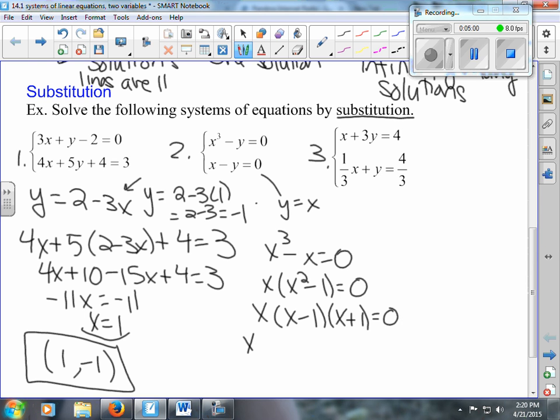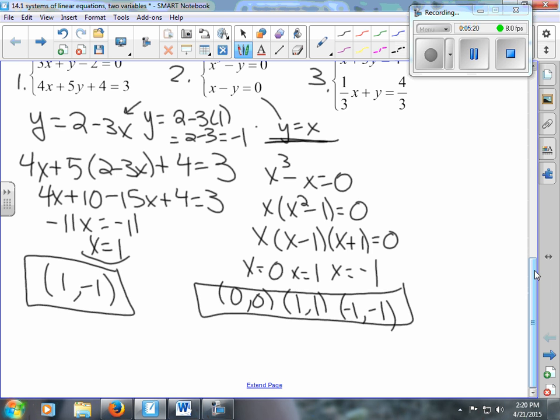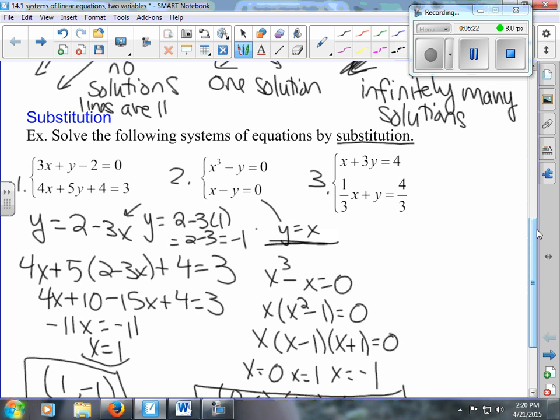And so I have three solutions, 0, 1, and -1 in the x's. And remember, y equals x, so I can find the y coordinate of those 3 points. They are (0, 0), (1, 1), and (-1, -1). All right, so this one had 3 solutions, and that's because we had a cubic and a line. You can have 3 solutions there.